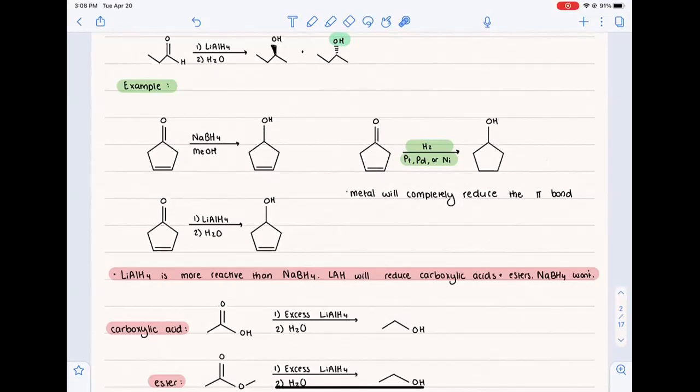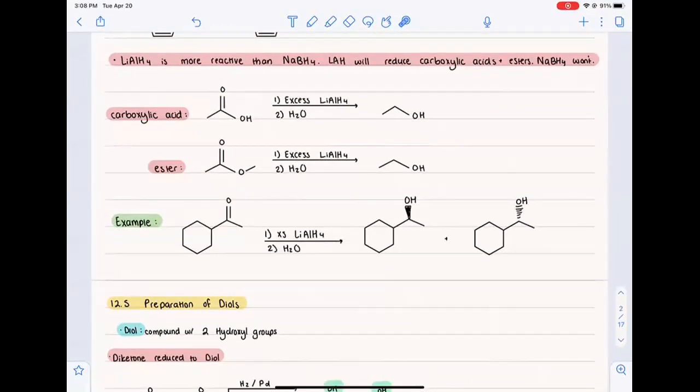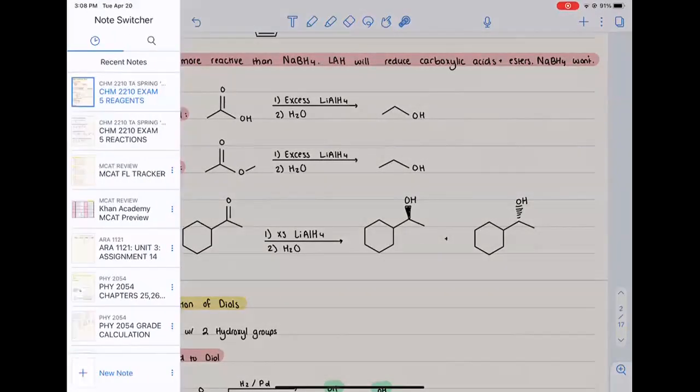So over here, we have lithium aluminum hydride is more reactive than sodium borohydride. And something so fun is that lithium aluminum hydride will reduce carboxylic acids and esters, but sodium borohydride will not. So this is just such a fun reaction, especially the ester one. I hope you guys are ready to see what happens and how we are going to react this.